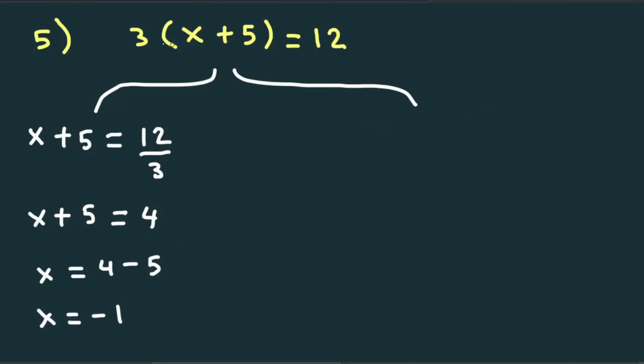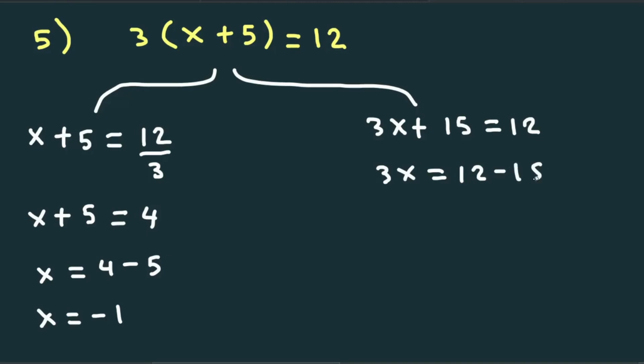And the other way is to expand the brackets, so I have 3x plus 15 equals 12. So 3x equals 12 minus 15. 3x equals minus 3. x equals minus 3 divided by 3. And x equals minus 1.